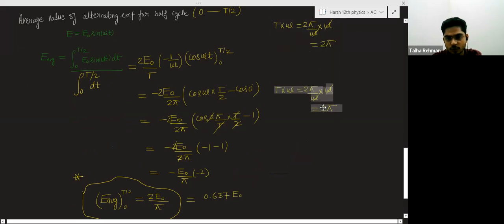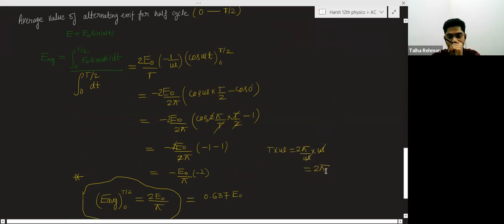So here this omega calculation I have shown here. T into omega, you will get 2 pi.